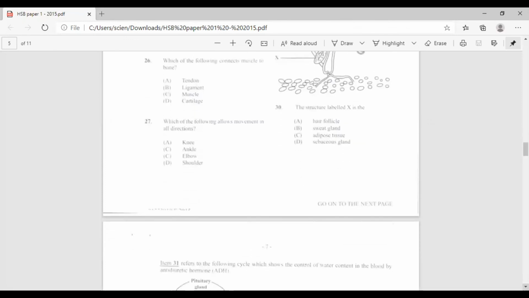Which of the following connects muscle to bone? So we have A, tendon, B, ligament, C, muscle, D, cartilage. So the answer is tendon.